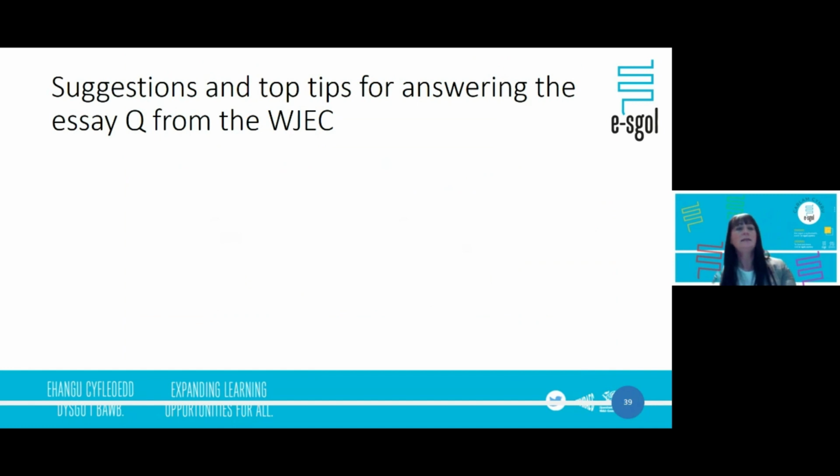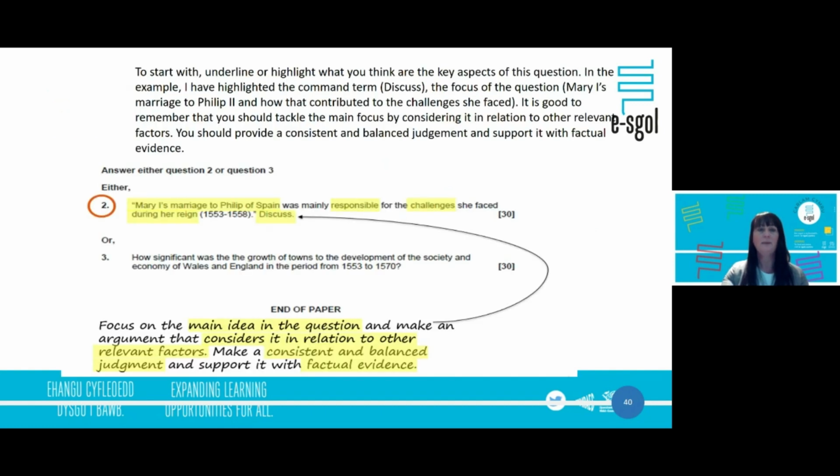So these are a few suggestions now and top tips for answering the essay question. It comes from the WJEC. So what they suggest you do first, just like your sources, you start with underlining or highlighting what you think the key aspects of the question are. So the example that's here is Mary I's marriage to Philip of Spain was mainly responsible for the challenges she faced during her reign, 1553 to 1558.